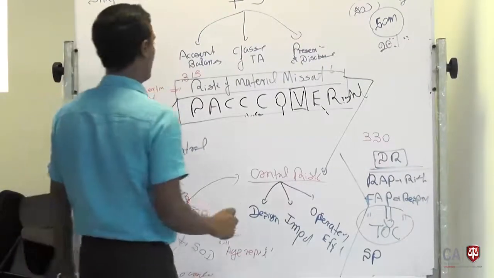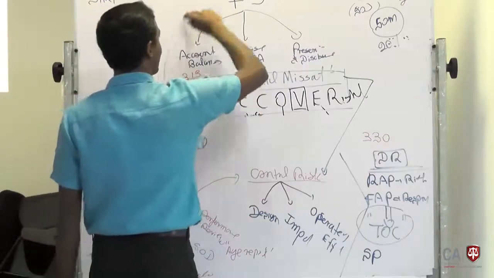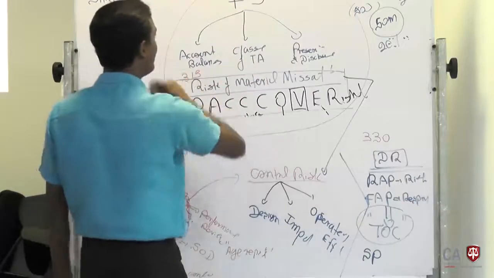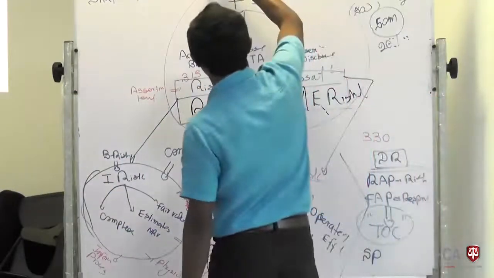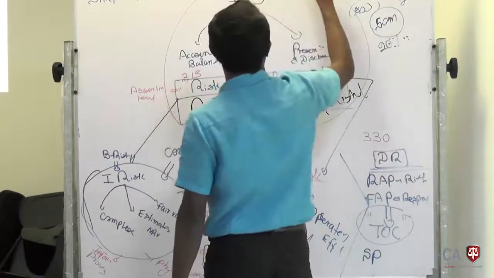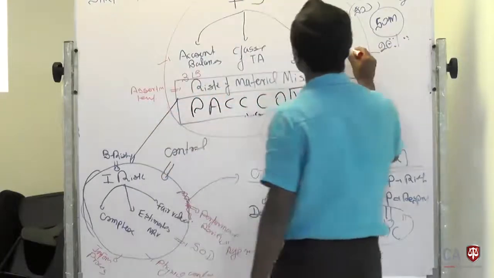Now, I said I'm going to draw a circle. I told you earlier, this is the circle. Now what does it mean? There are some risks that can affect the financial statements, right? But you can't identify them at assertion level.